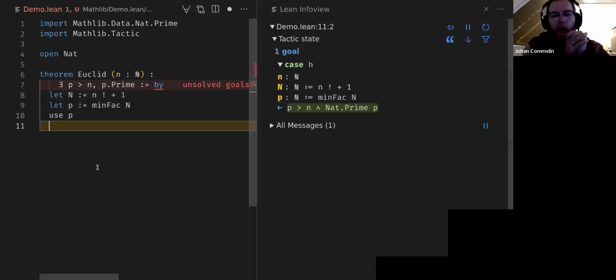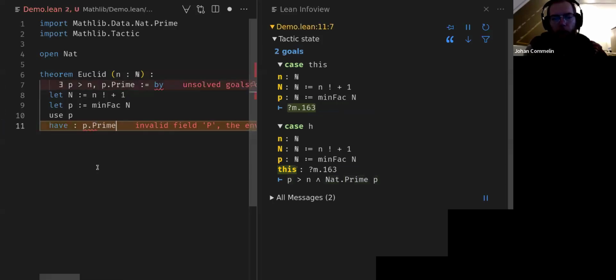Okay, now we need to do two things. We need to show that P is greater than N and that P is prime. And because I've given this demonstration several times before, I know that it's a useful idea to first prove that P is prime. So we're going to make a claim, a little sublemma or subclaim in this proof. We're going to say have P is prime. And in fact, because we want to refer back to this claim, we're going to give it a little LaTeX label. I'm going to call it HP because this is the hypothesis about P.